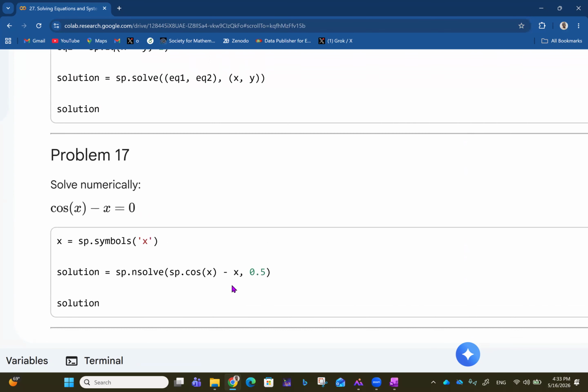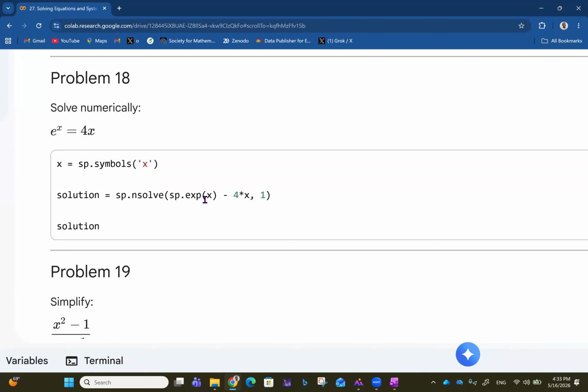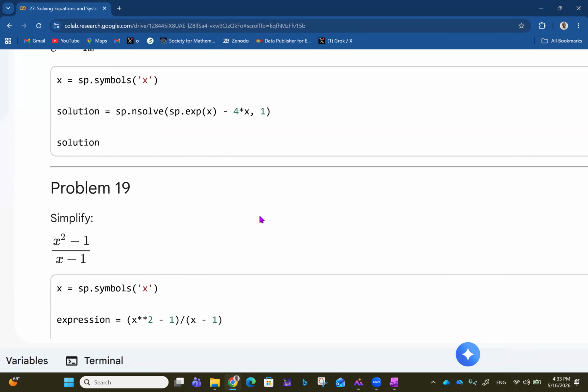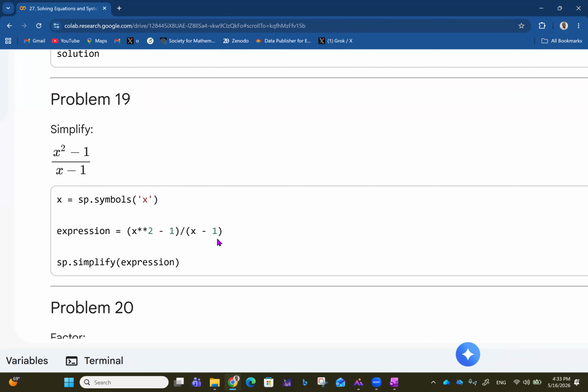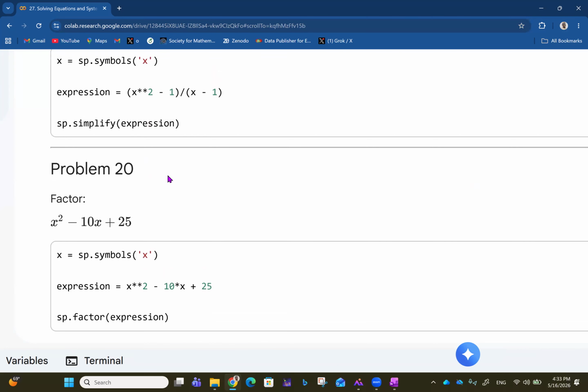And then you have problem 18, e raised to x is 4x. Things get a bit more complicated here, but of course, using nsolve, you get it numerically. Then problem 19, simplify x squared minus 1 over x minus 1. Of course, we know this is going to be just x plus 1. This is one of the most common things we've seen under this playlist. Then here you want to factor x squared minus 10x plus 25. So you have all of this.